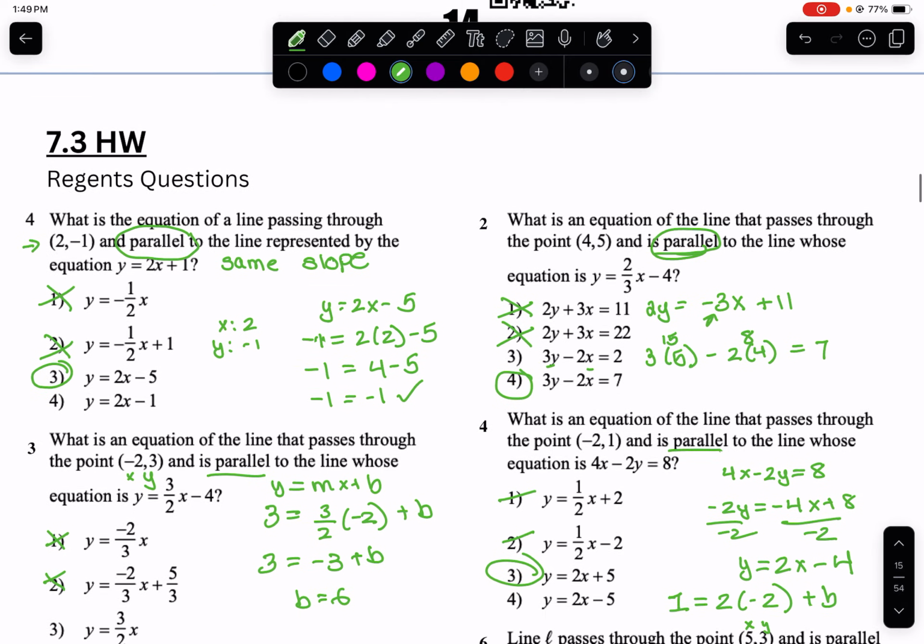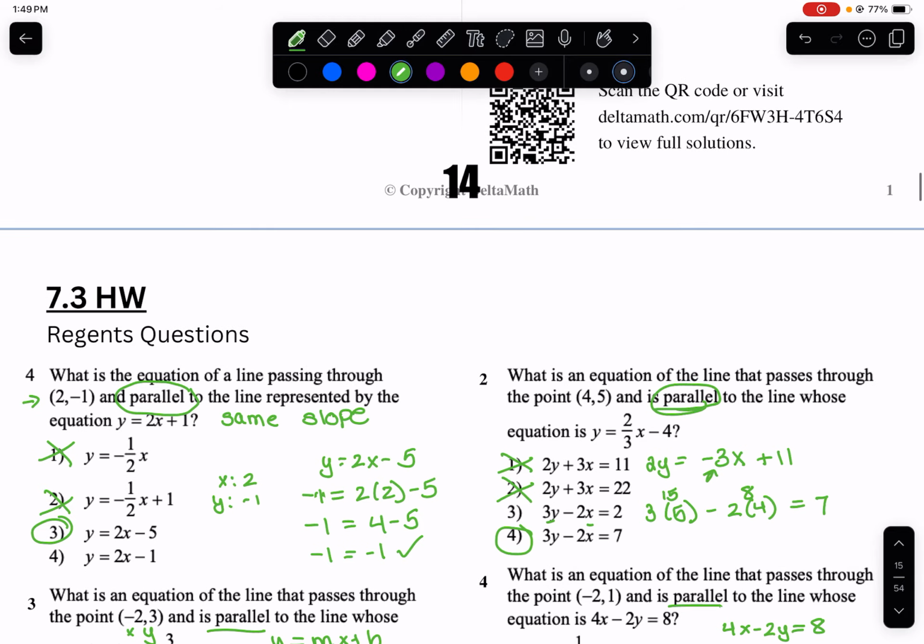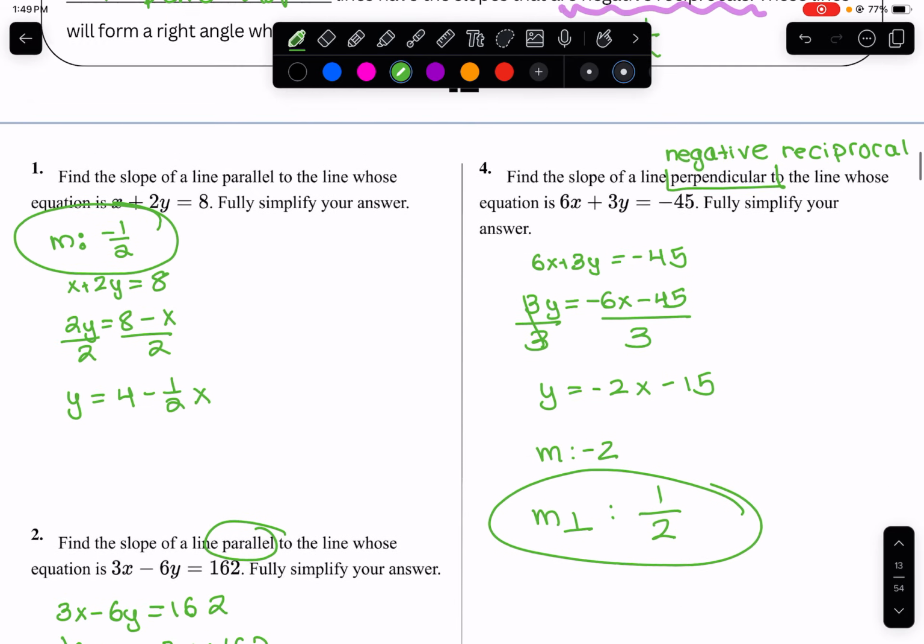So that's the important thing to know. Slope of parallel lines is a very important concept that pops up a lot.